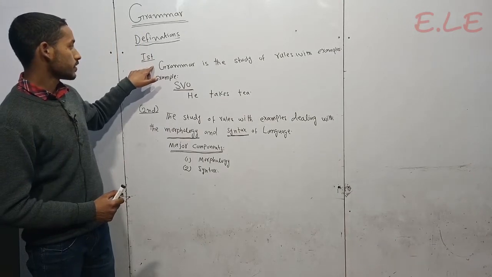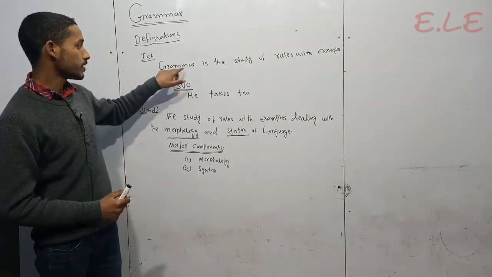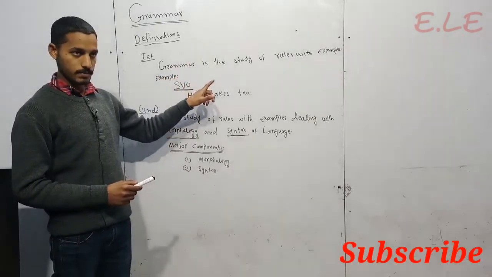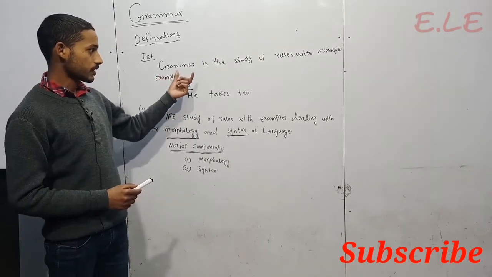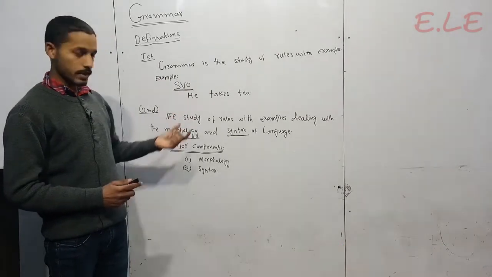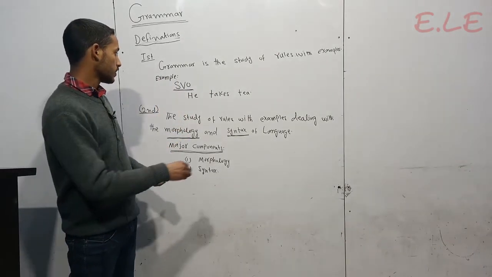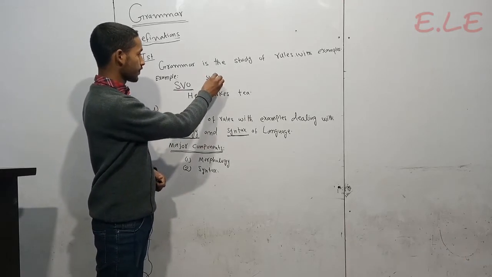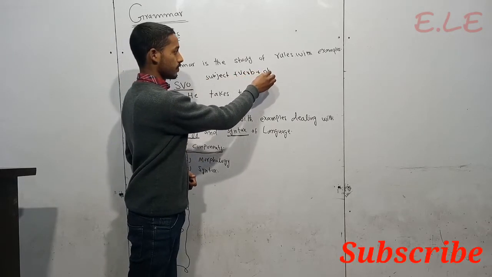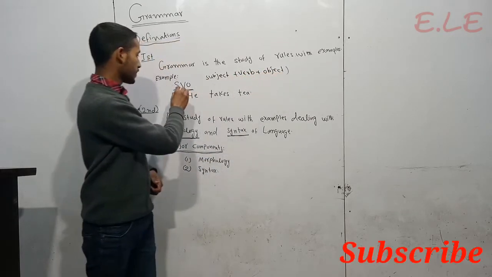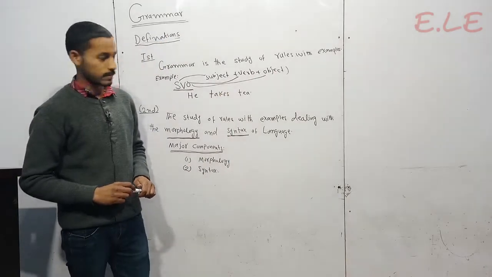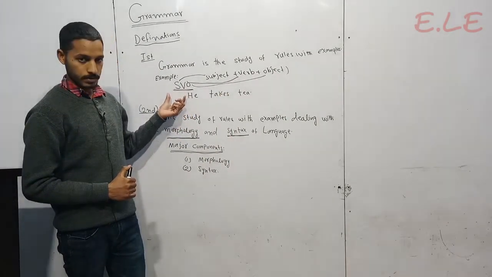First of all, I have written a very simple definition of grammar. Grammar is the study of rules with examples. Rules and examples. So we can say that grammar is the study of rules with examples. So I have written the very simple rule SVO: subject plus verb and object. S means subject, V means verb, and O means object. This is the very simple rule of grammar.